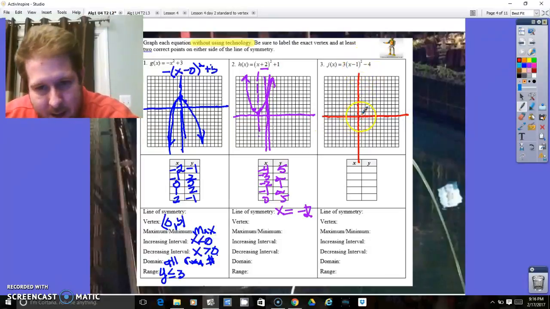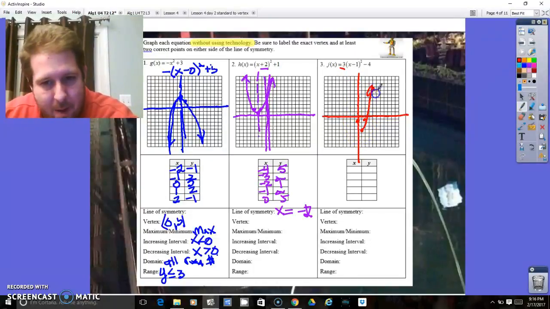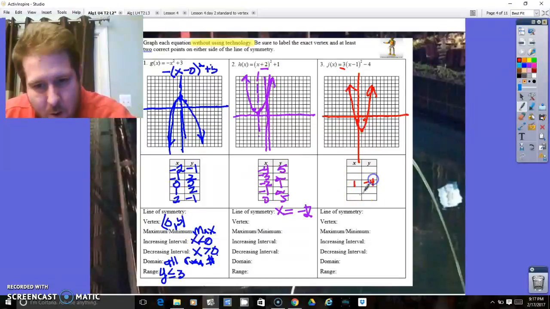So that means write 1 down 4. 1, 2, 3, 4 is our vertex right there. And the next term is going to be 3 above it. 1, 2, 3. The reason it's 3 above it is because a is 3, and the fact that it's positive 3 means it's going to be above it. If it was negative 3, it would have been below it. All right, so the vertex is 1, negative 4.